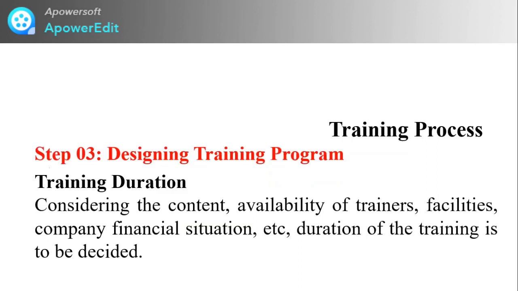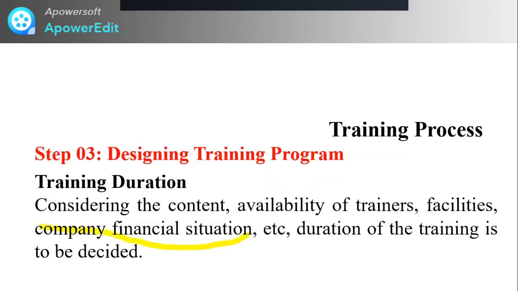The next one is training duration. What is the duration? Time framework. Sometimes it may be 1 year, 6 months, 3 months, 1 month, 2 weeks, 1 week, 2 days, 1 day. Considering the content, availability of trainers, facilities, and especially the financial situation of the company, we can decide the duration of the training program.